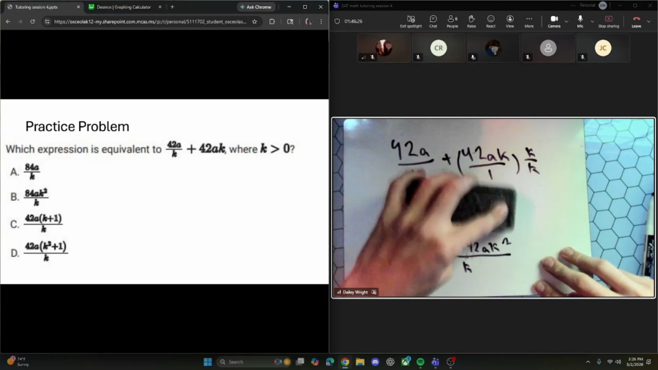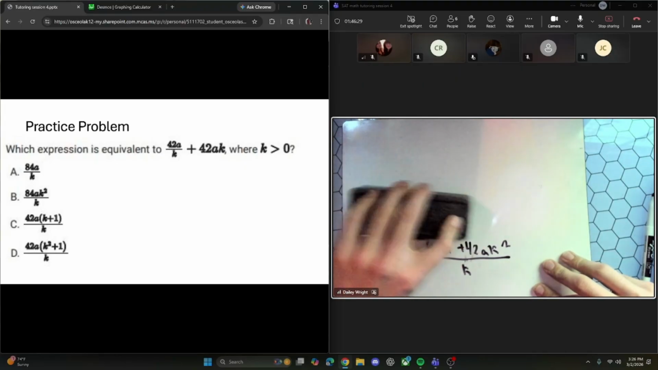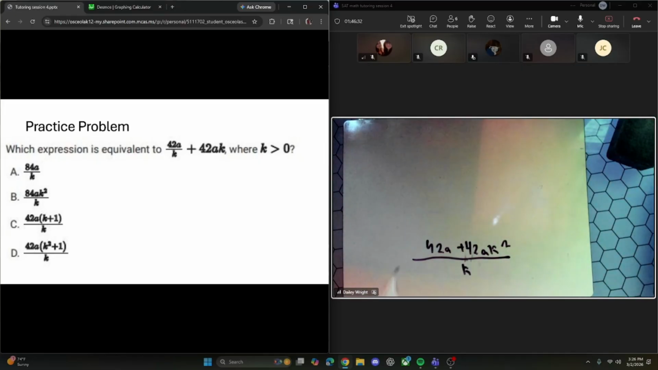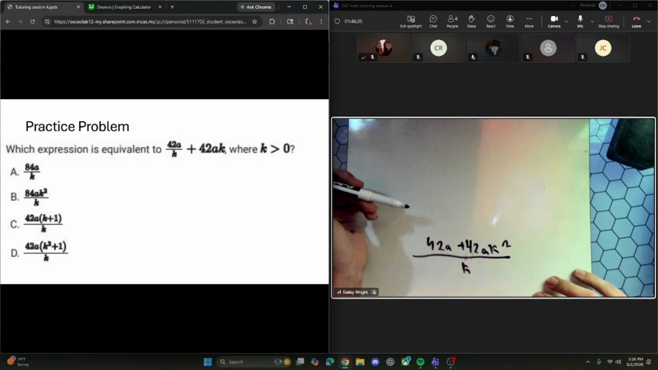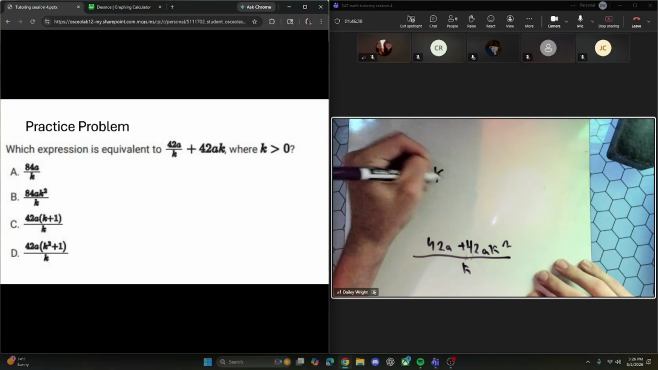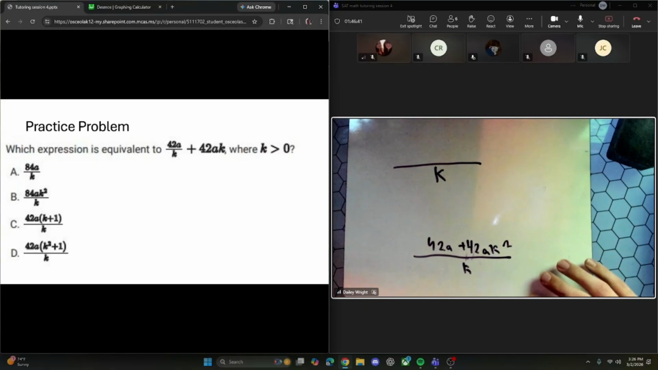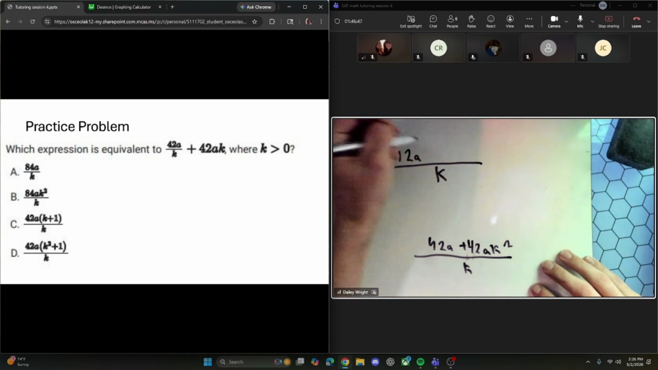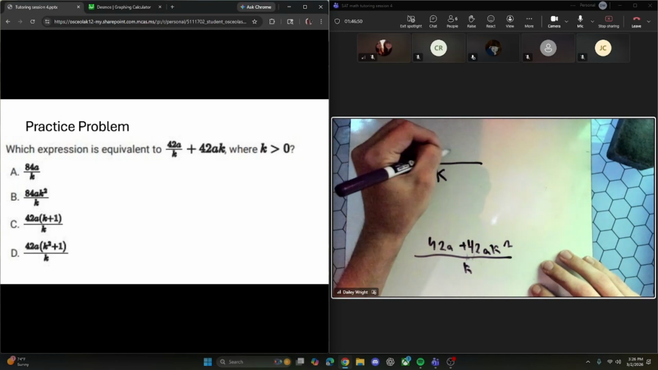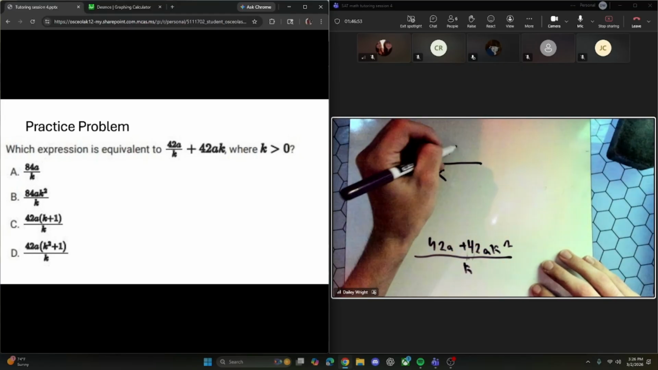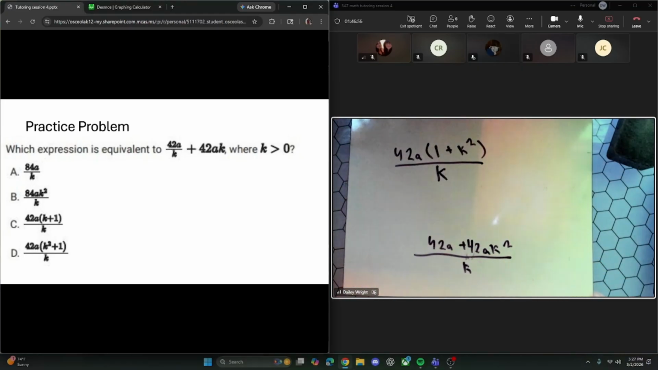So let's go ahead and take out our greatest common factor between these two, because that's obviously what C and D did. So it's going to be over k. The greatest common factor between these two is 42a. If we take 42a out, that leaves us with 1 plus k squared. So 42a times 1 plus k squared. You can switch that k squared and that 1 around, make it k squared plus 1, and that is going to be equivalent to your answer choice D.